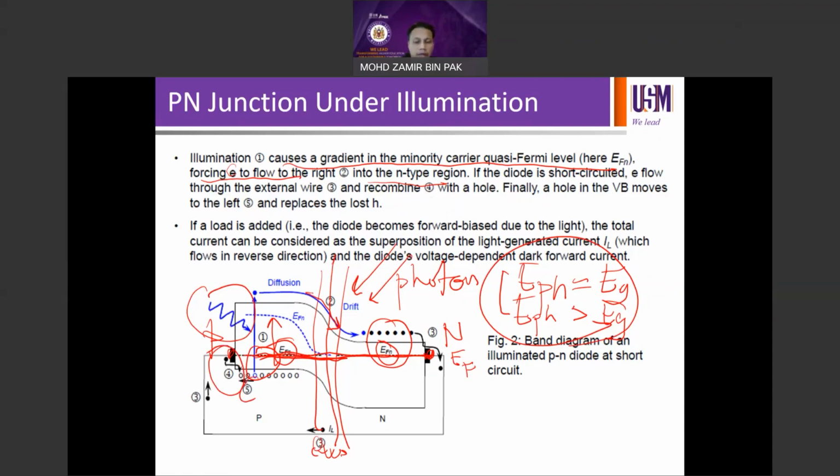On the other hand, if you connect a load, it could be anything that has resistance. If you're talking about a real system, for example a solar cell, you're connecting across perhaps a device, right? A phone or a calculator or a TV or something, depending on the load capacity. So under illumination, the diode will become forward biased due to the light. The total current can then be considered as the superposition between your IL or JL, which flows in the reverse direction, and the diode voltage-dependent dark current.